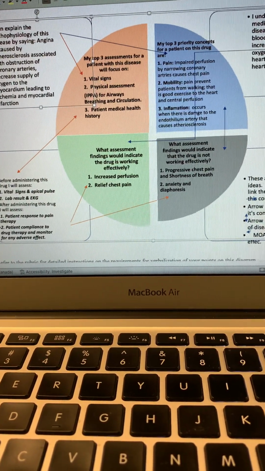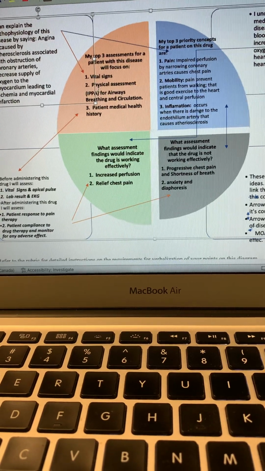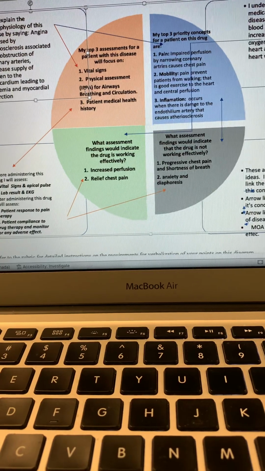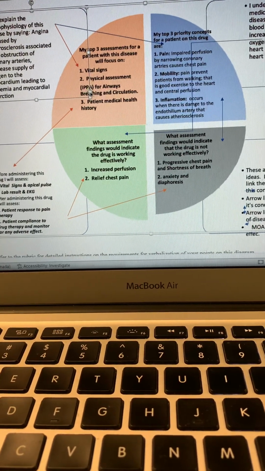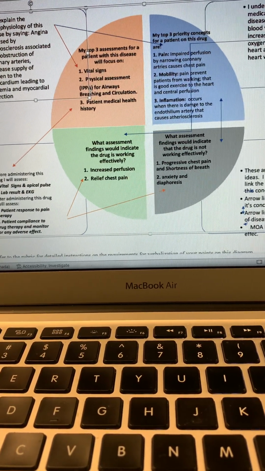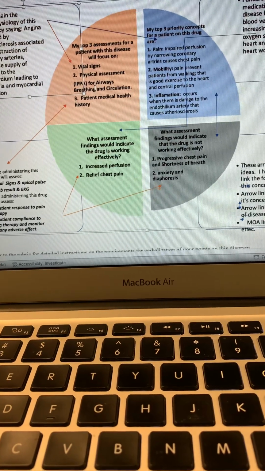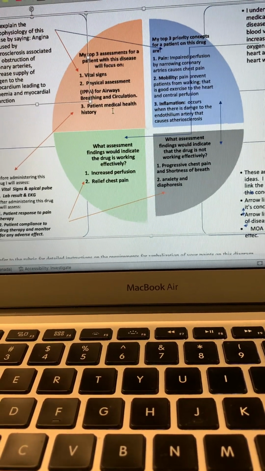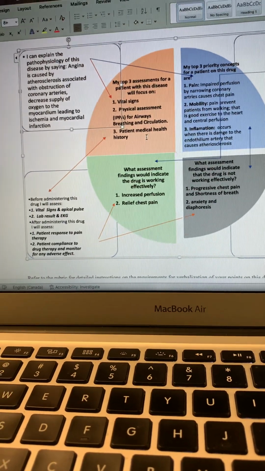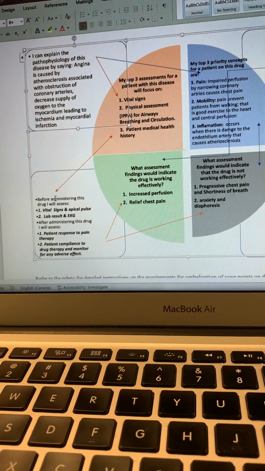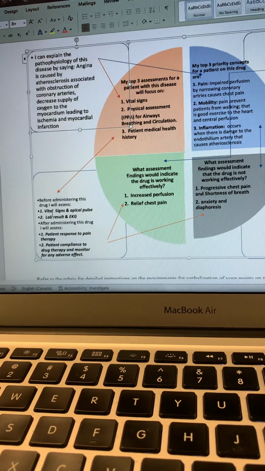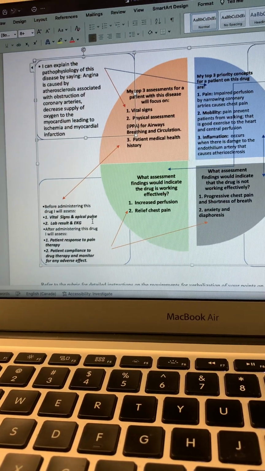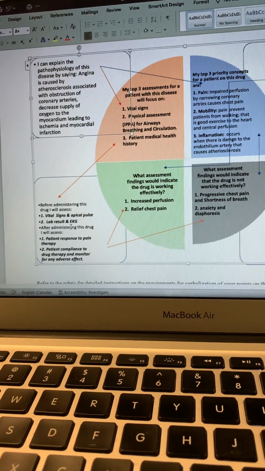Now, coming back to the left side with the pathophysiology, the first thing is to assess the patient. When you're assessing your patient, you do the vital signs and physical assessment: inspection, palpation, percussion, and auscultation, for airway, breathing, and circulation. Then you also have to check the medical history of that patient. Before you administer a medication, you have to check the vital signs, the apical pulse of that patient, and the lab results.